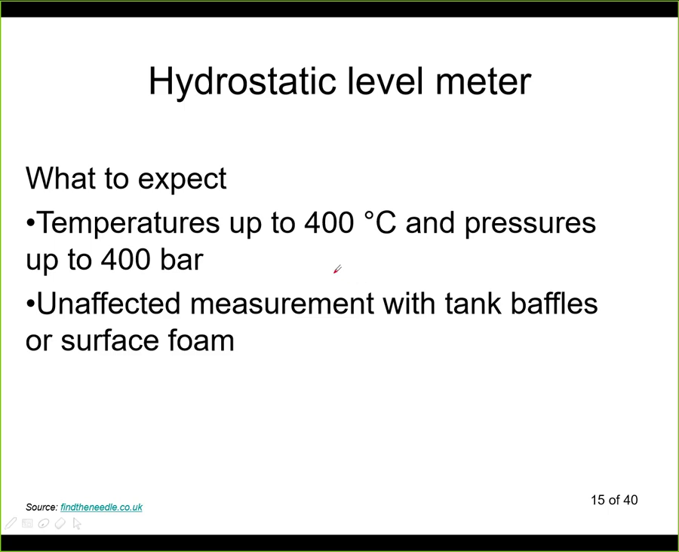So what can we expect? Well, this works fairly well up to relatively high temperatures. If you place the sensor in the tank, and if the electronic circuit, of course, is outside of it, then it may work up to temperatures of around 400 centigrade. And the pressures that are typically given by manufacturers is around 400 bars. So very large pressures. It is unaffected by foam that you have on the surface, but on the other hand, it is affected by the sediments that you have in the tank as well.